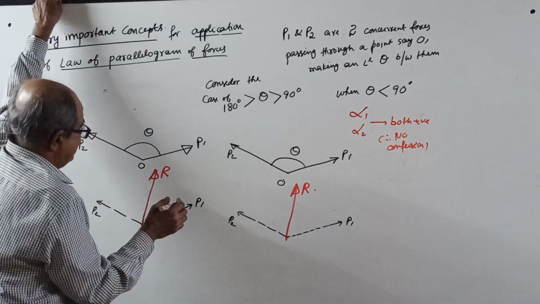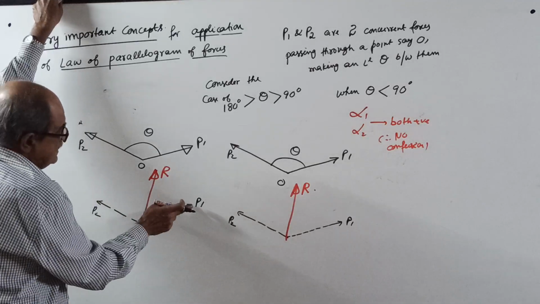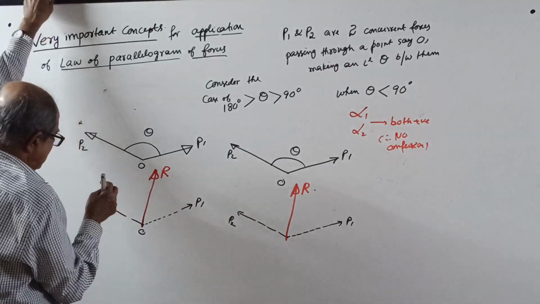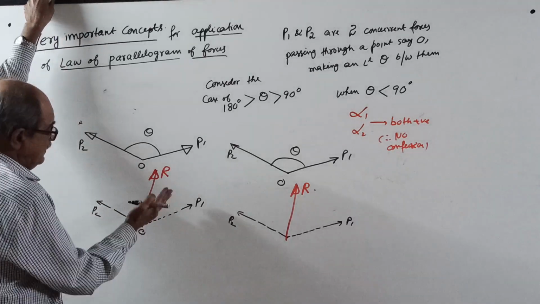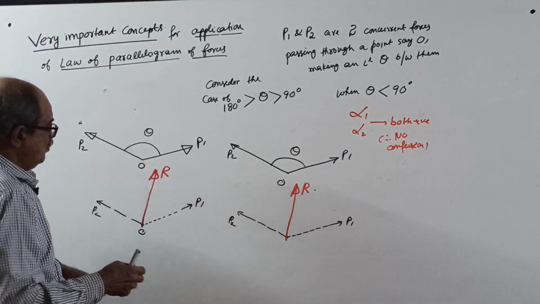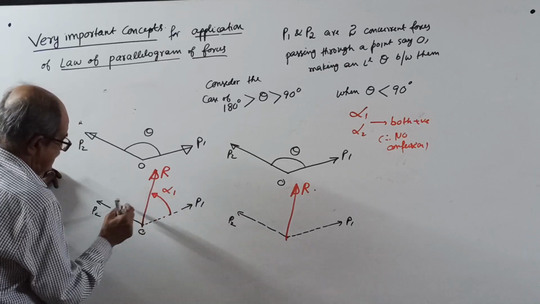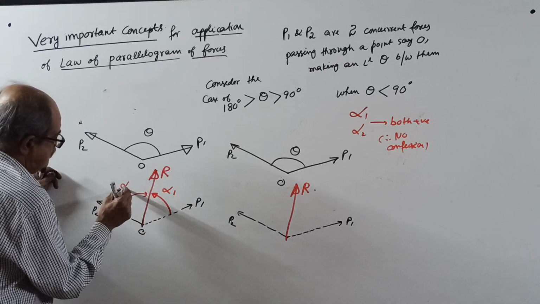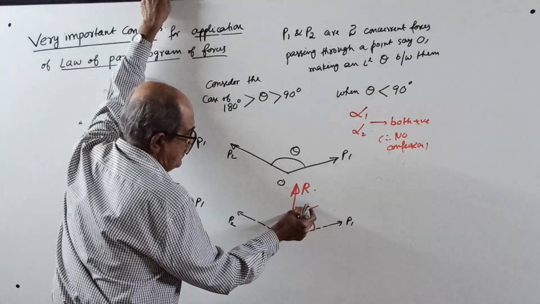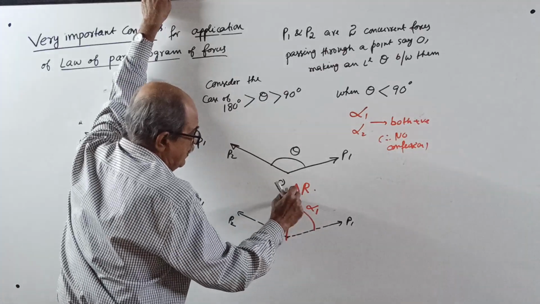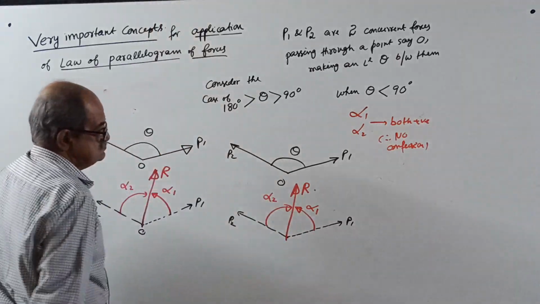Here also it depends. If P1 is more than P2, the resultant will be near to P1. If P2 is more than P1, the resultant will be near to P2. That is, it will shift this side. Now, very important, this is angle alpha 1. This is angle alpha 2. See the direction correctly; don't memorize clockwise or anti-clockwise. From the force P1, alpha 1, and then alpha 2.